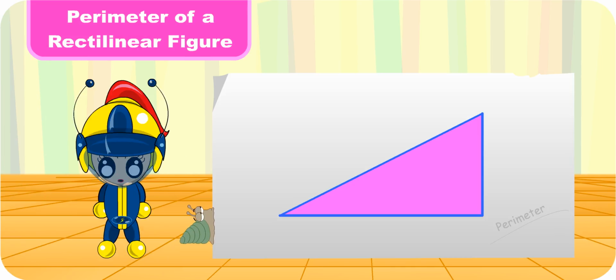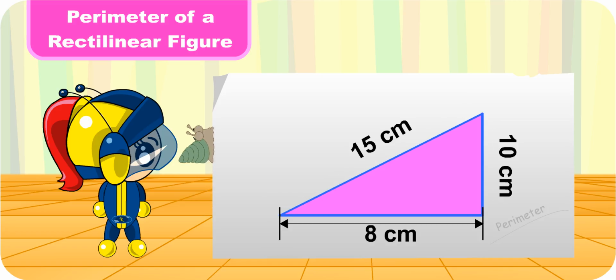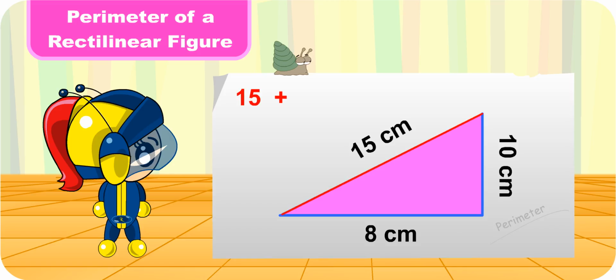A triangular board has dimensions 15 centimeters by 10 centimeters by 8 centimeters. Find its perimeter. To calculate the perimeter of the triangular board, we have to add all the sides. 15 centimeters plus 10 centimeters plus 8 centimeters equal to 33 centimeters. So, the perimeter of the triangular board is 33 centimeters.